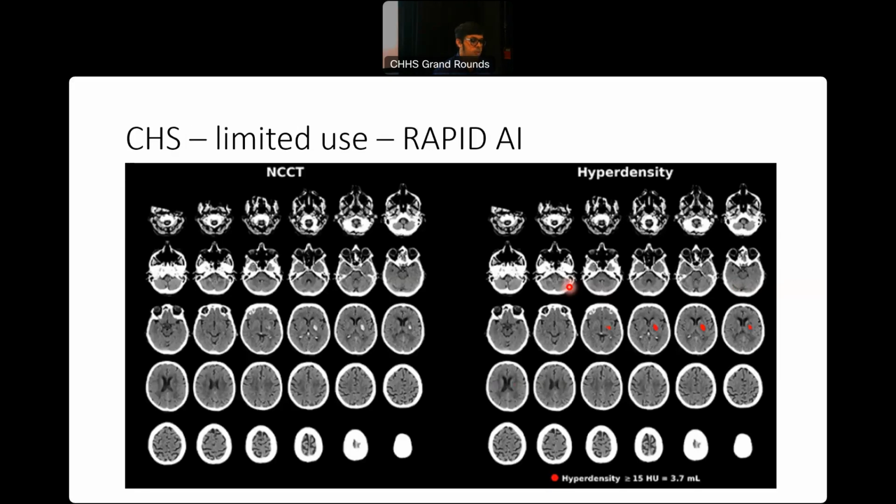Okay, so where do we use AI in the hospital? The main area that we do use AI is when we do our stroke workups. Anytime anyone presents for a stroke workup, they get their non-contrast CT brain and they get the CT angiogram. And there's a program called Rapid AI, which analyzes the images. This is an example where it's basically used to pick up intracranial hemorrhage. So it points that out for us.